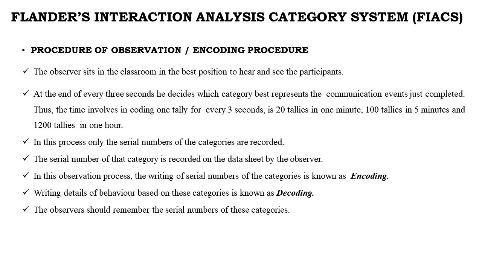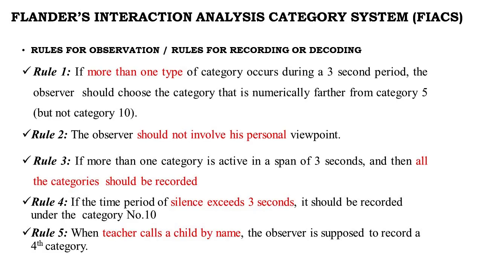In this observation process, the writing of serial numbers of the categories is known as encoding. Writing details of behavior based on these categories is known as decoding. The observers should remember the serial numbers of these categories. Rules for observation, rules for recording or decoding.